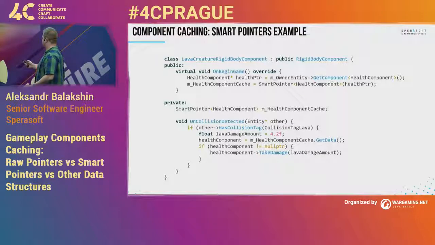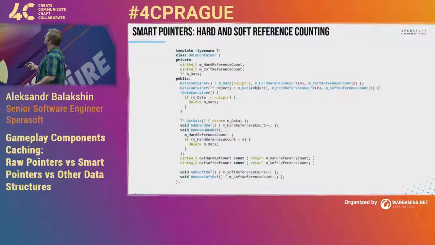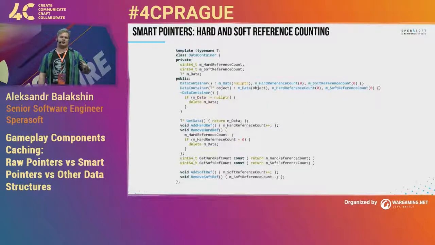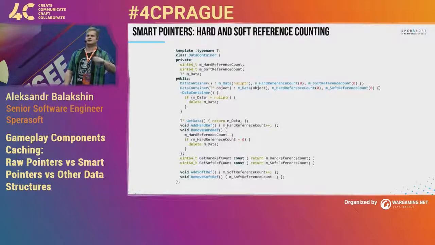So that's why we usually use hard reference and soft reference counting. Hard reference counting means that if you have at least one hard reference, you cannot remove this object. A soft reference counter just allows you to understand how many other classes and objects are using your object, and in case the data is already deleted, you can tell them, okay, it's deleted, it's null, put an error, so check it.